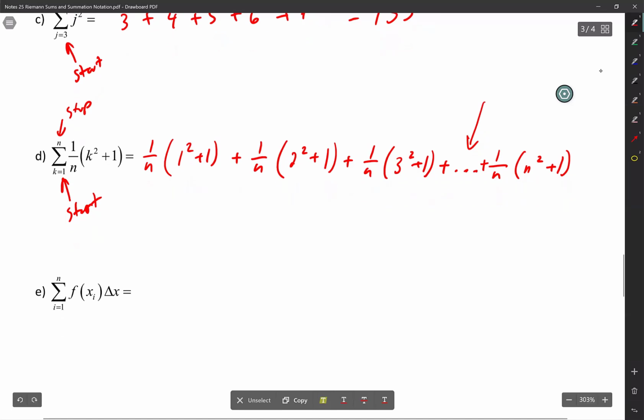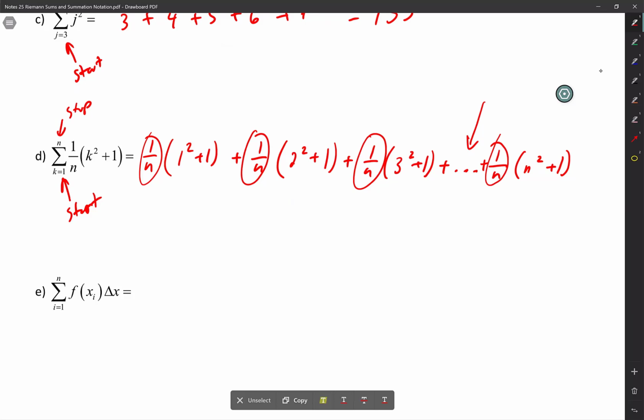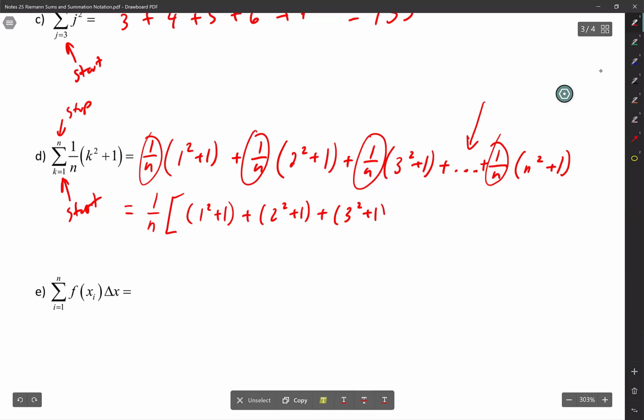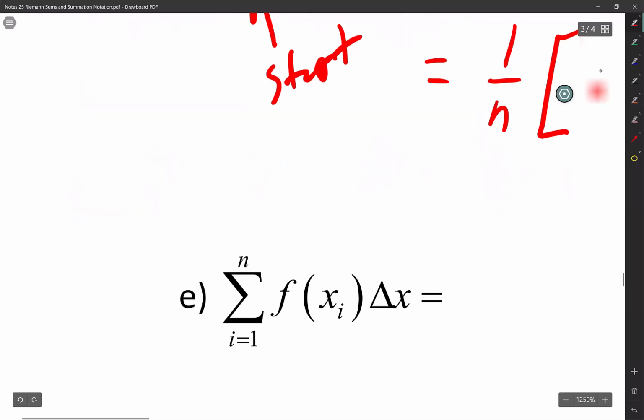Okay. You can actually factor out. You see how every single term has a 1 over n? You can factor that out and do this 1 over n, and there it is, factored out. And we can go 1 squared plus 1 plus 2 squared plus 1 plus 3 squared plus 1 plus dot, dot, dot plus n squared plus 1. And I think that's safe to say without messing anything up for the Cal BC students.